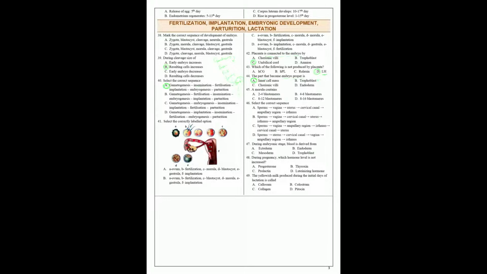Now, a morula contains 8 to 12 blastomeres. Blastomeres are the single cells. So 8 to 12 blastomeres are considered as morula.